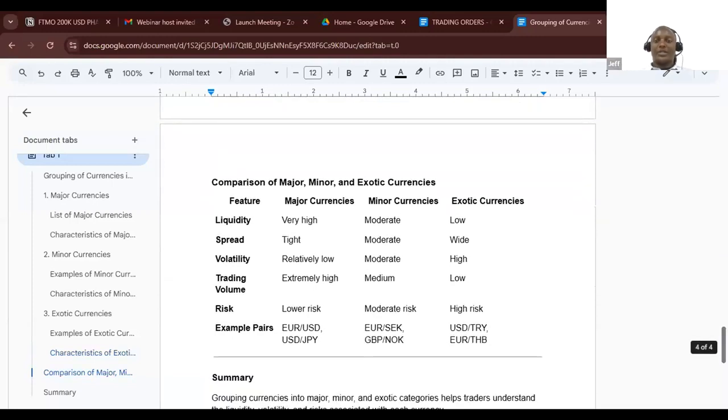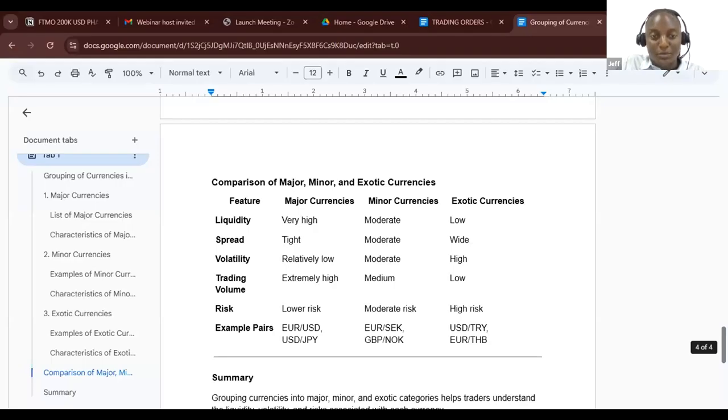So we have a comparison of major, minor, and exotic currencies, with different features in a table. In terms of liquidity, major currencies have high liquidity, minor currencies have moderate liquidity, and exotic currencies have low liquidity. In terms of spreads, major currencies have tight spreads, minor currencies have moderate spreads, and exotic currencies have wide spreads. In terms of volatility, major currencies have relatively low volatility, minor currencies have moderate volatility, and exotic currencies have extreme or high volatility.